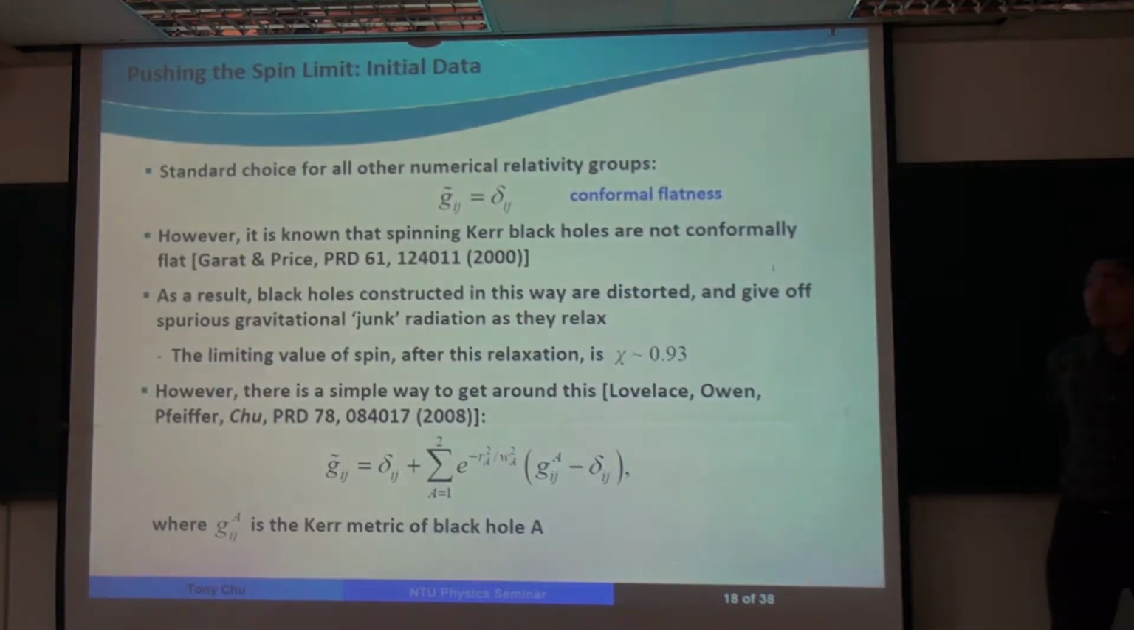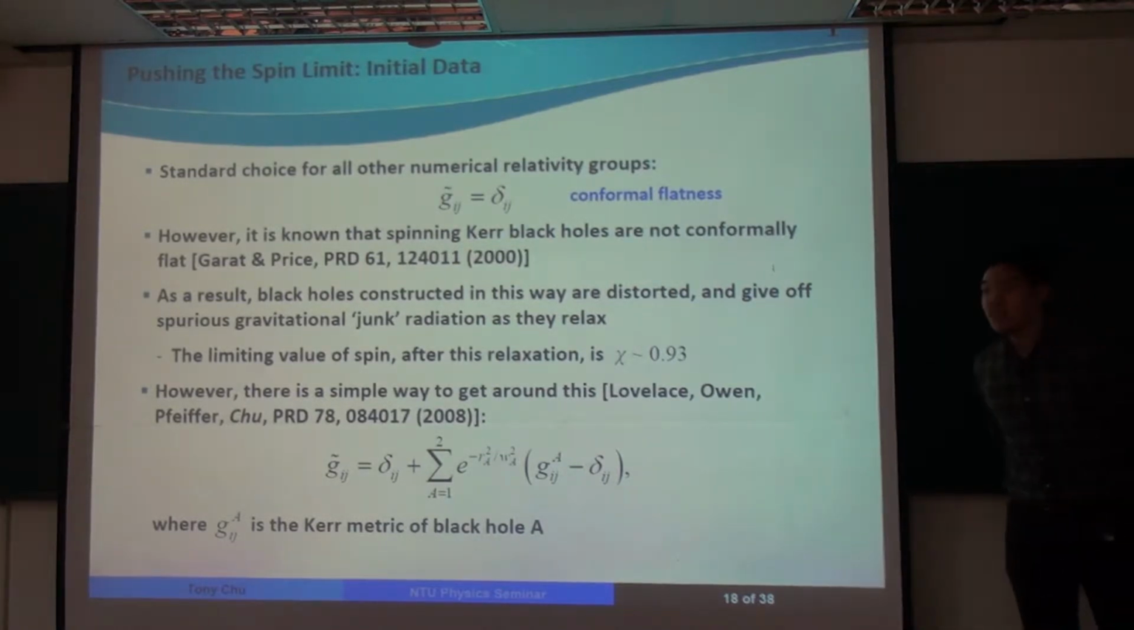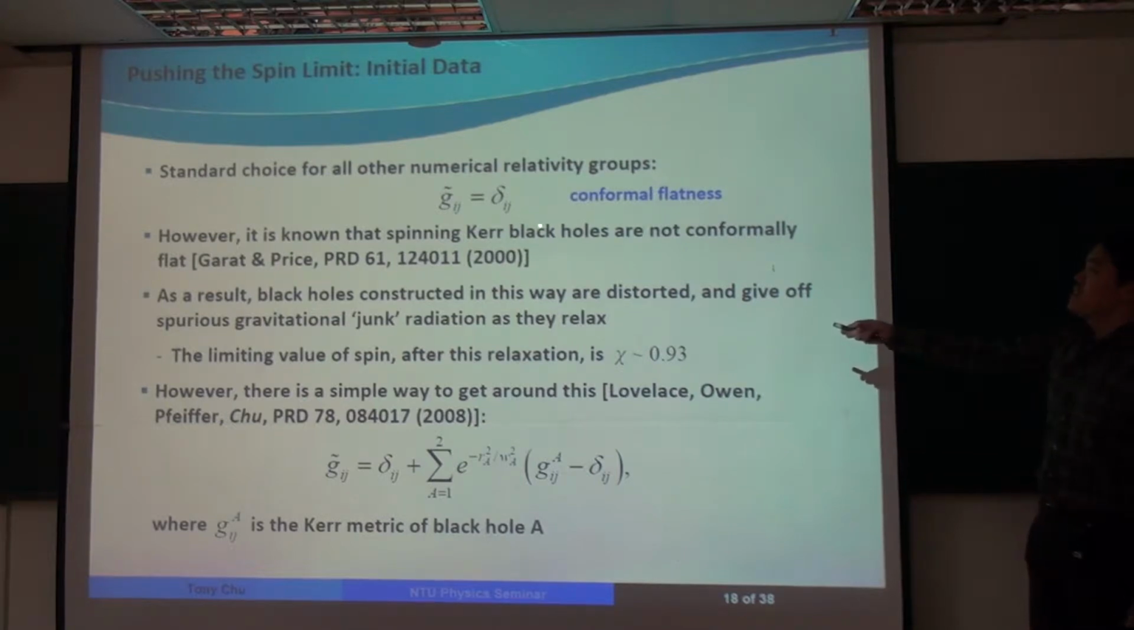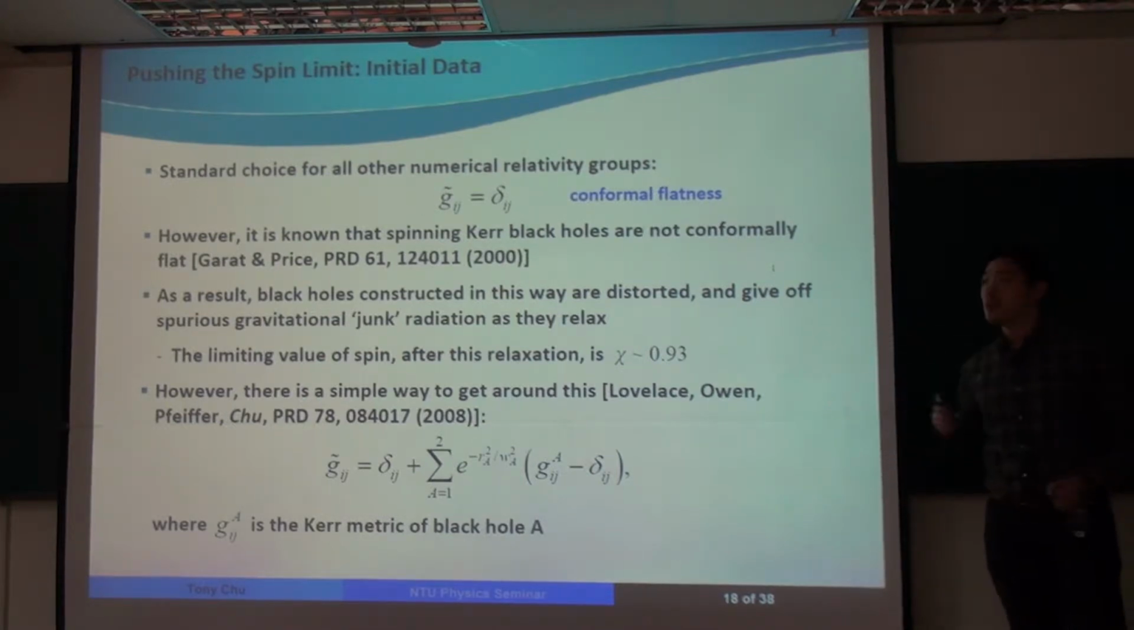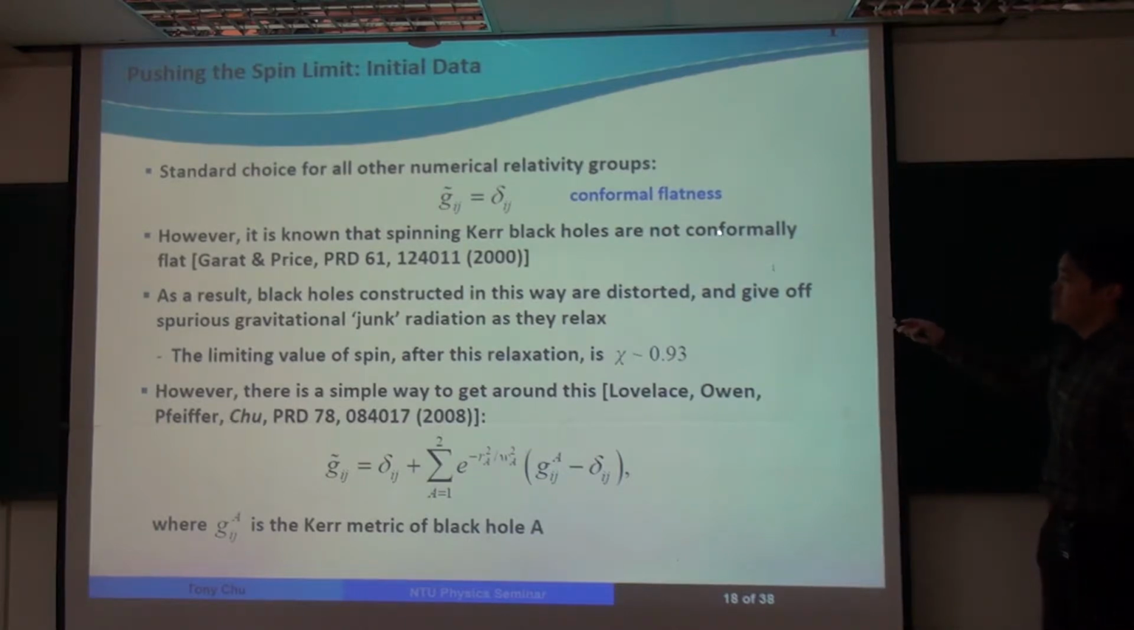So what is the standard choice then that all numerical relativity groups have used in the past? Well, of course, it's the easiest one. And the easiest one is just to set the conformal metric equal to a flat metric. This choice is called conformal flatness.